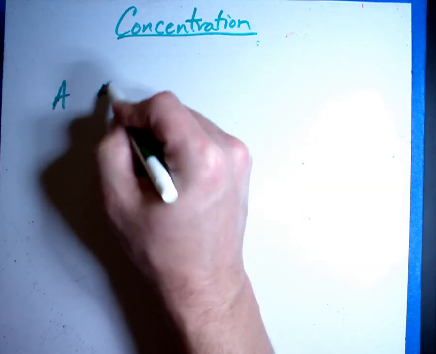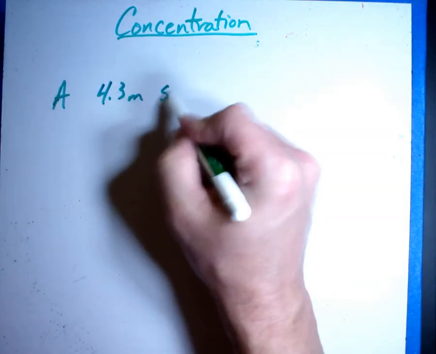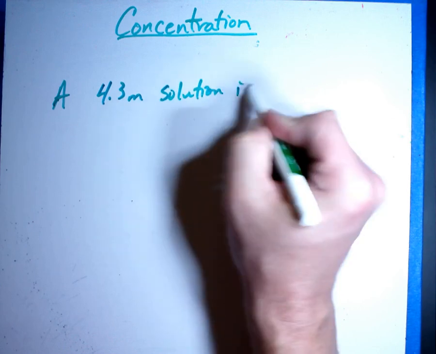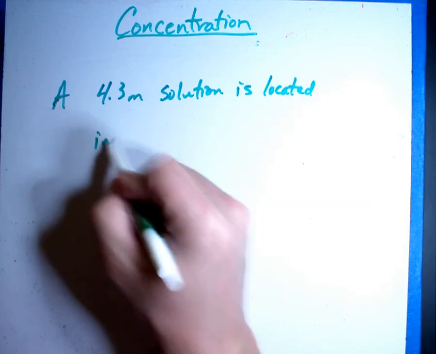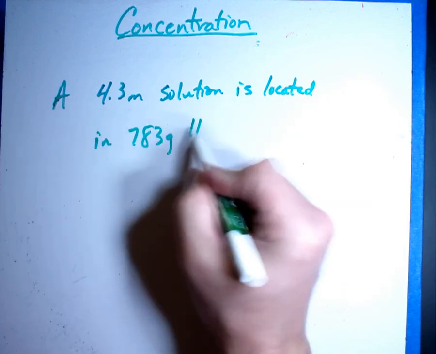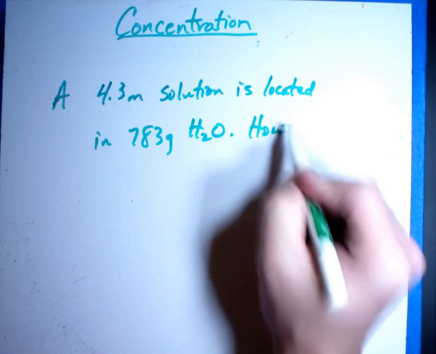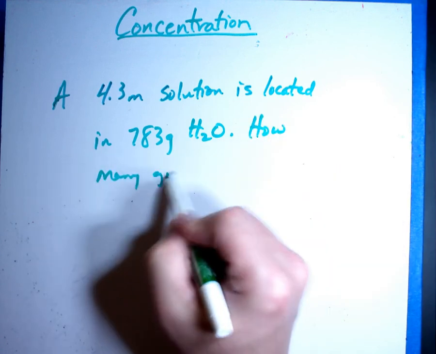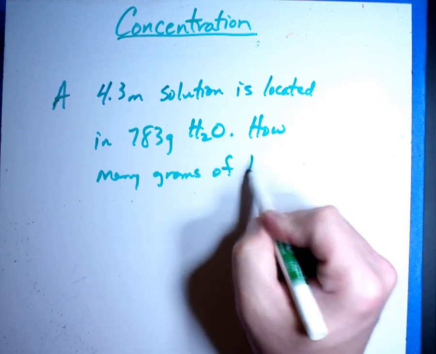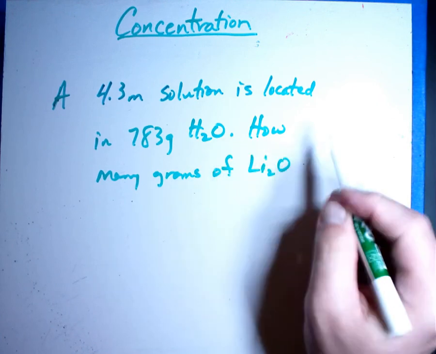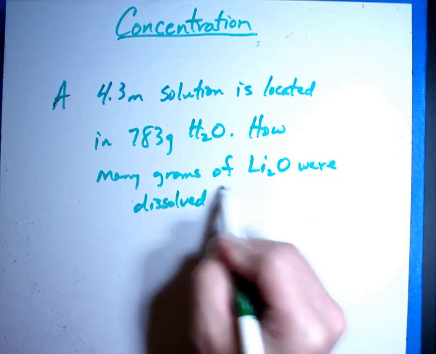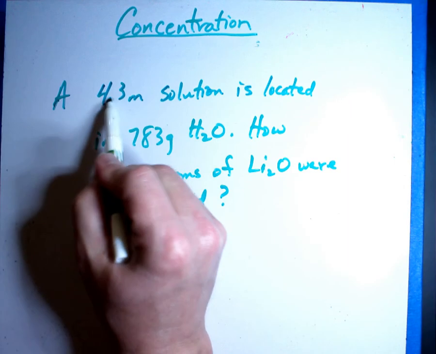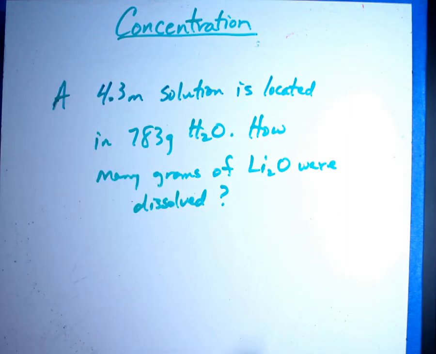Let's do one more. Let's do one like this. A 4.3 molal solution is located in 783 grams of water. How many grams of Li2O were dissolved? All right, now about the hardest question I can ask you. So if you'll pause it, give them a chance, and we'll come back and work it together.